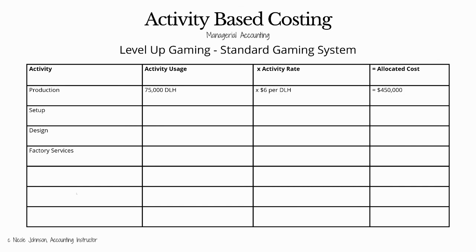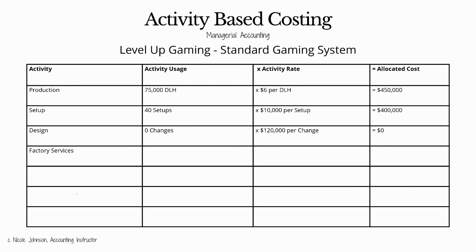For the standard gaming system, the expected activity usage for production is 75,000 direct labor hours. We will multiply that times the activity rate of $6 per direct labor hour for an allocated cost of $450,000. The standard gaming system expects to have 40 setups, which we will multiply times the activity rate of $10,000 per setup for an allocated cost of $400,000.